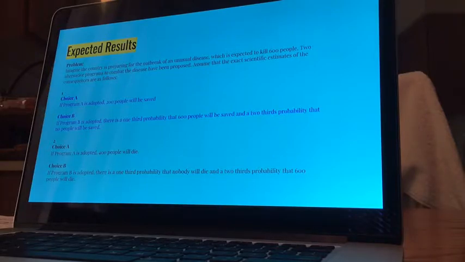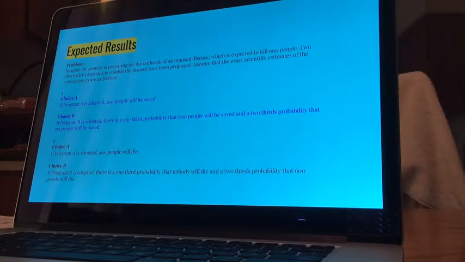And either you saw the first set of options in the blue or the second set of options in the black. So the first set of options, choice A, is if program A is adopted, 200 people will be saved. And choice B, if program B is adopted, there's a 1/3 probability that 600 people will be saved and a 2/3 probability that no one will be saved.